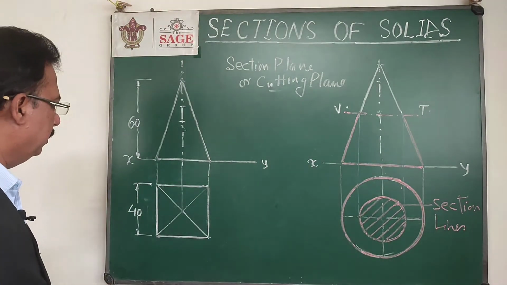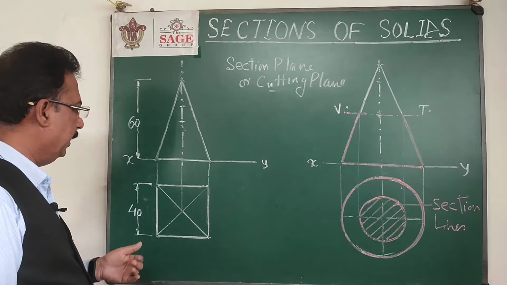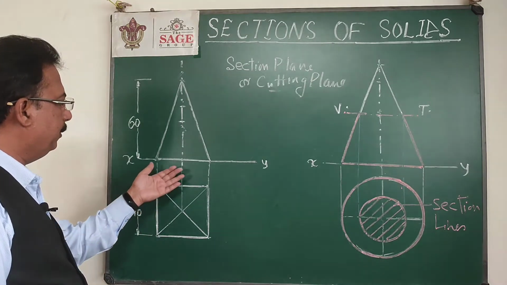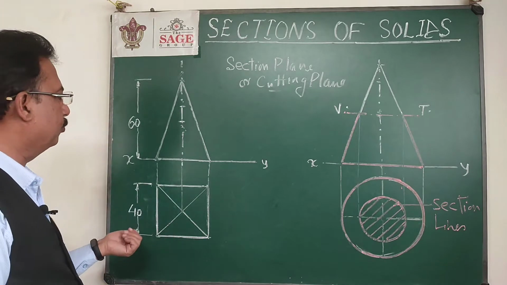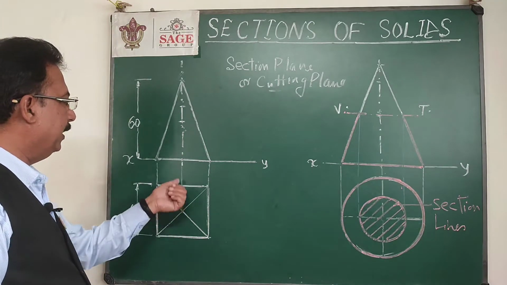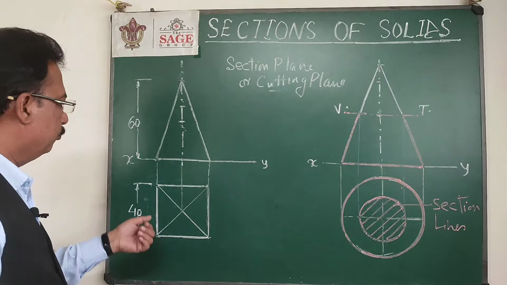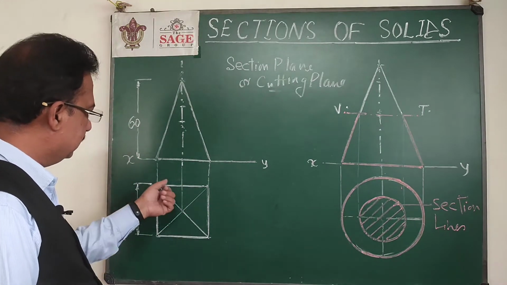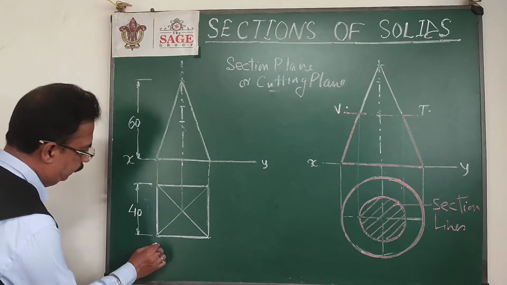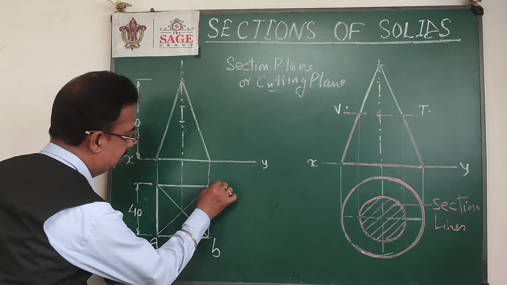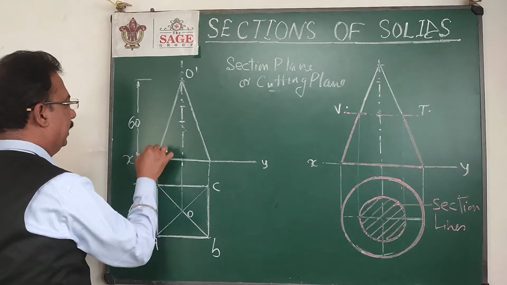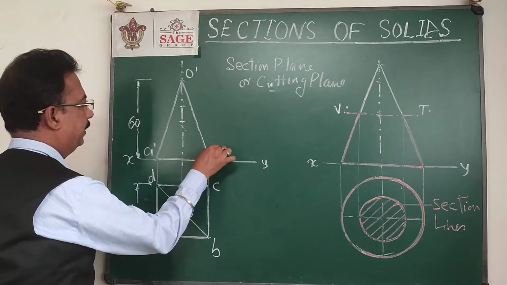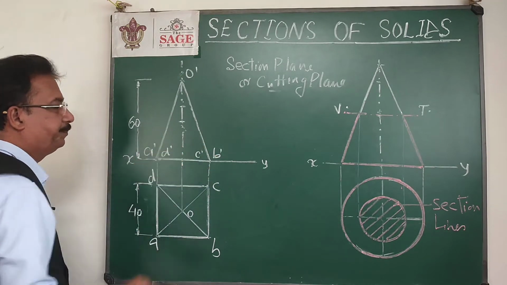Suppose there is a solid like a square pyramid, and again the solid is placed in such a way that the base is on the HP, that is the simple position of the solid, and one side of the base is parallel to VP. So I have started with the top view, that is this square. If I want to name it, that will be A, B, C, D, and this point will be the apex. This will be O dash, A dash, B dash, C dash, and D dash.